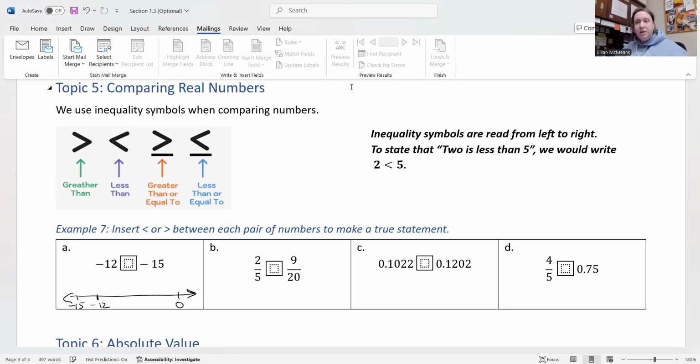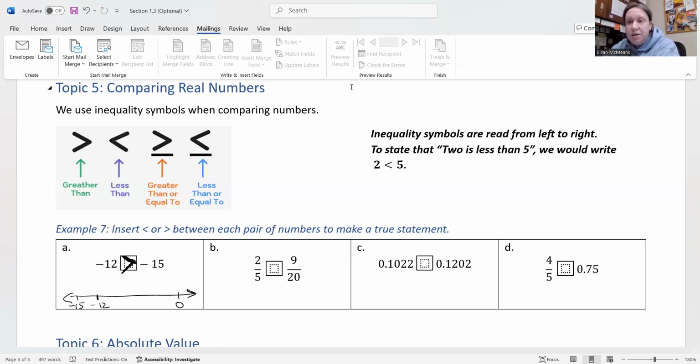When you're dealing with negative numbers, the further away from 0 the number is on the number line, the smaller the number is. So when you have two numbers that are on the same side of the number line and they're negative, whichever one is closer to 0 is bigger. So in this case, negative 12 is bigger than negative 15. So we would want to write this as negative 12 is greater than negative 15, okay?